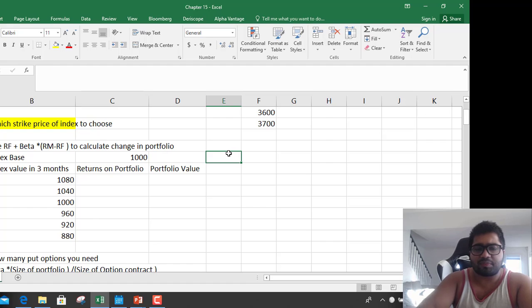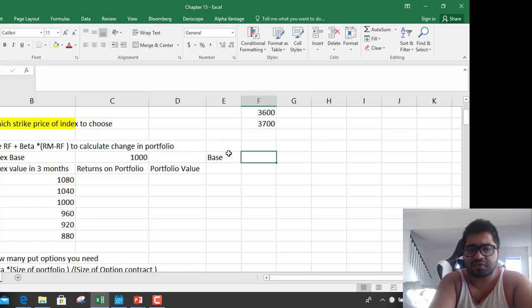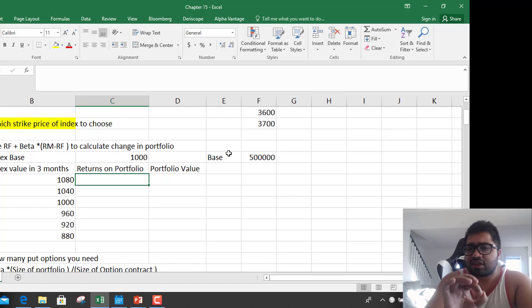Let us assume the base portfolio value that we have is 500,000. We are starting with 500,000. So if the index goes to 1080, what would be the returns on your portfolio? Now how to calculate that? Returns on your portfolio are calculated using the CAPM model, capital asset pricing model. The formula is risk-free rate plus beta of the portfolio times return on market minus risk-free. This gives you the portfolio return.